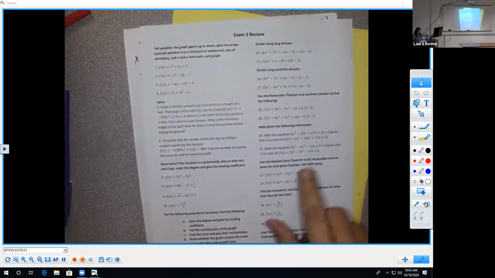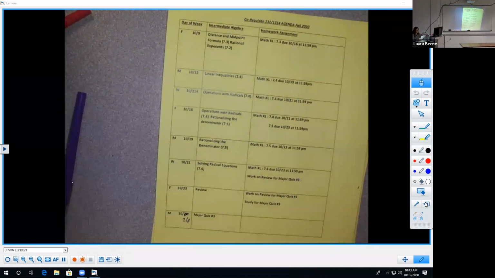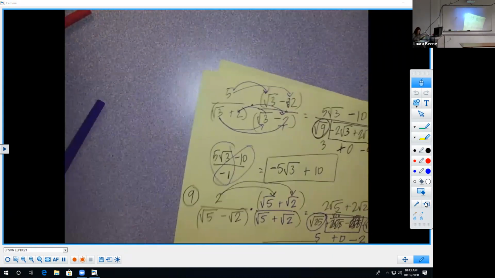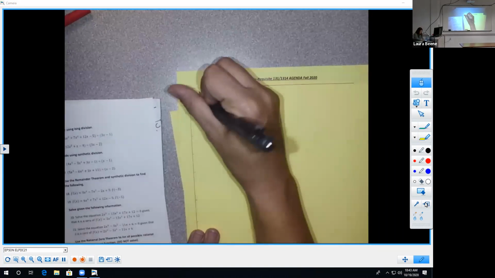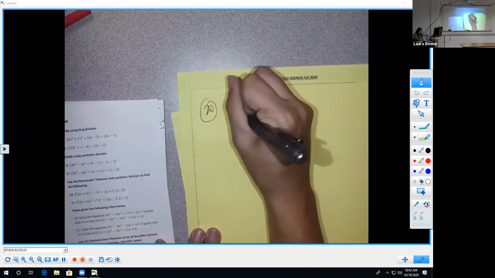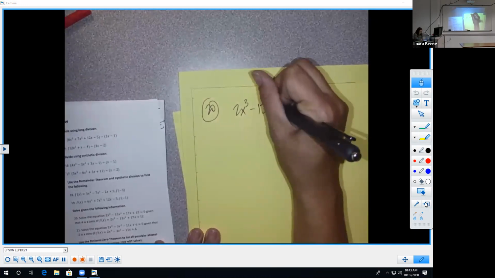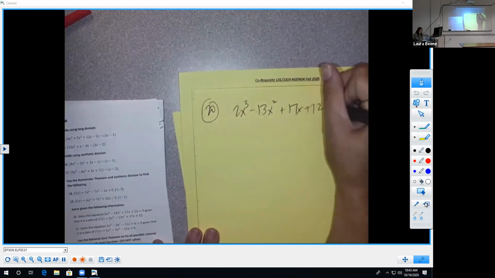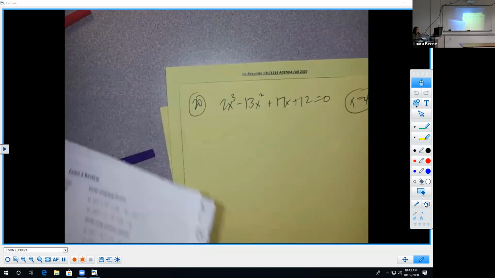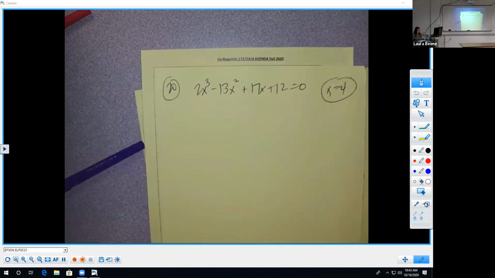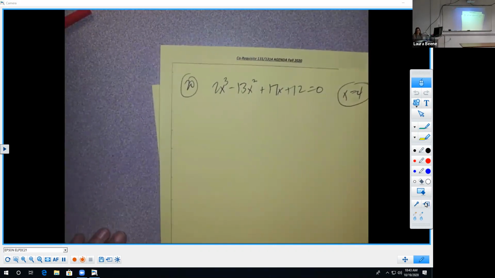Look at number 20. Let's do that one. So this is the problem where I give you an answer and you find the other answers. For number 20, you're given the problem 2x to the third power minus 13x squared plus 17x plus 12 equals 0. And we are told that x equals 4 is an answer. I'm trying to find the other answers. So how many answers does this problem have? 3 answers. One of them is 4.